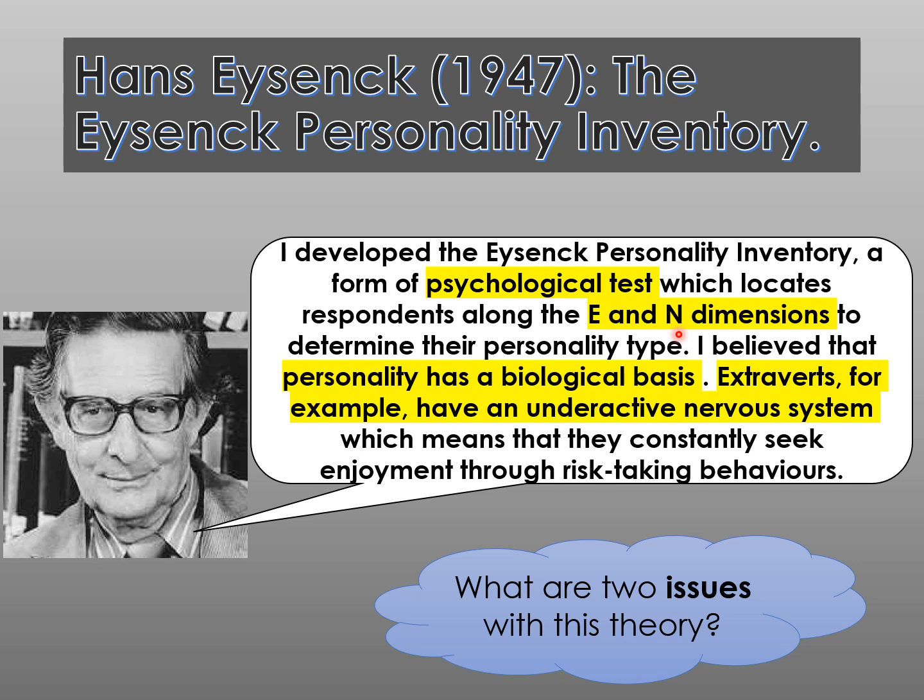Now, he went a bit further and he said that people who are extroverts, he believed, had an underactive nervous system. So our nervous system is around like fight or flight. And if it was underactive, you are constantly seeking out enjoyment through being risky. So he kind of put two and two together. You're extrovert, you're looking for risk, you're probably neurotic and psychotic. This makes you an offender.